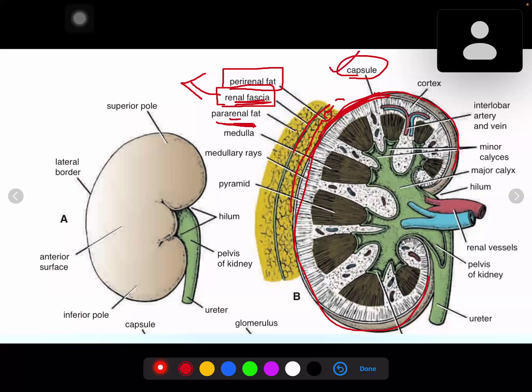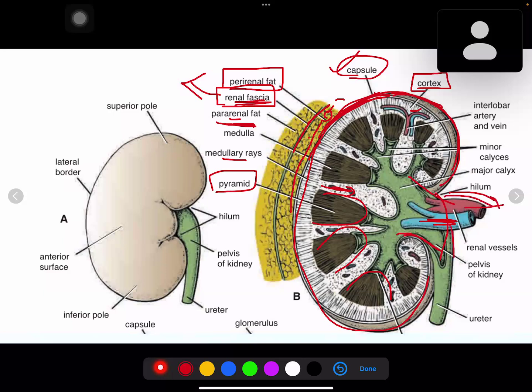Now, if you see the structure of the kidney, the inner surface with medullary rays, you can say this is the medulla. These are the pyramids. And then this is the hilum, and in the hilum, you see the vein is anterior, and then there is the artery, and behind this artery will be the ureter. So this is the ureter, and the ureter goes to the bladder.